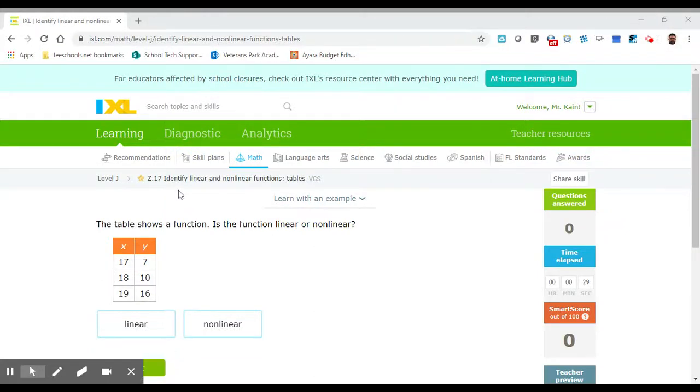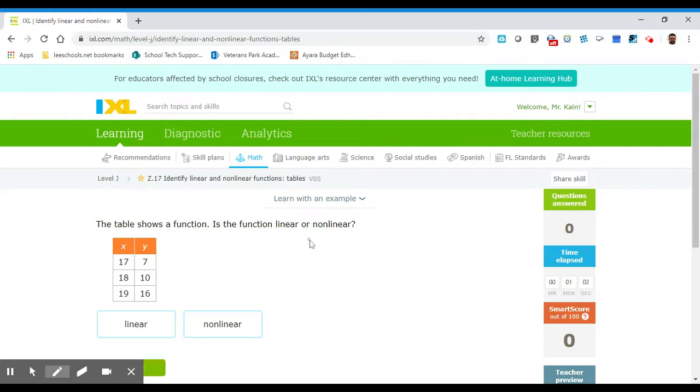Alrighty, we have identify linear and nonlinear functions, and this time we're dealing with tables. And this is code F or VGS, 8th grade IXL. Here's our table, and we have to figure out if it's linear or non-linear. So the way we do it is by looking at the slope. If a slope is constant in a table, then you're dealing with a linear function. That means when you calculate the slope across your pairs, it should be the same.